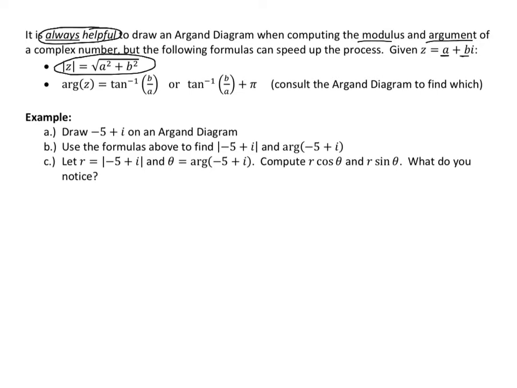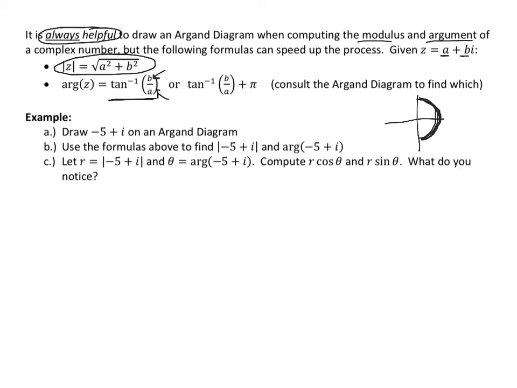We're really just using the Pythagorean theorem there. The argument, though, is a little bit more complicated. For the argument, you notice that I did the inverse tangent of the imaginary part over the real part. But the thing about inverse tangent is, when you use your calculator for it, it's only going to give you an answer that's in the first or fourth quadrants.